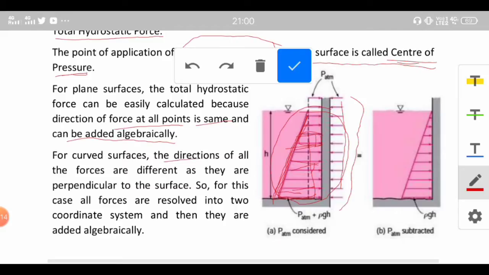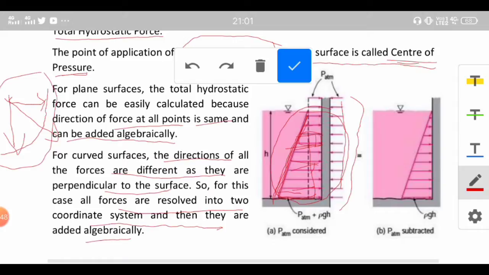For a curved surface, the directions of all the forces are different as they are perpendicular to the surface. So in this case, all forces are resolved into two coordinate directions and then they are added algebraically. If we have something like a curved surface, suppose like this, force will be exerted in the horizontal direction and force will also be exerted in the vertical direction. So it's better to take the resultant of these two as the total hydrostatic force, and this is applied only for curved bodies.